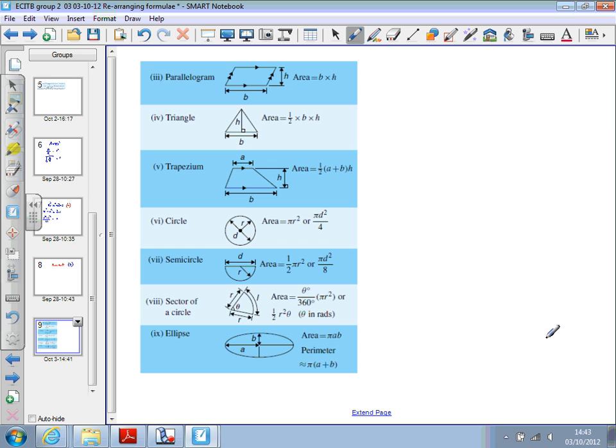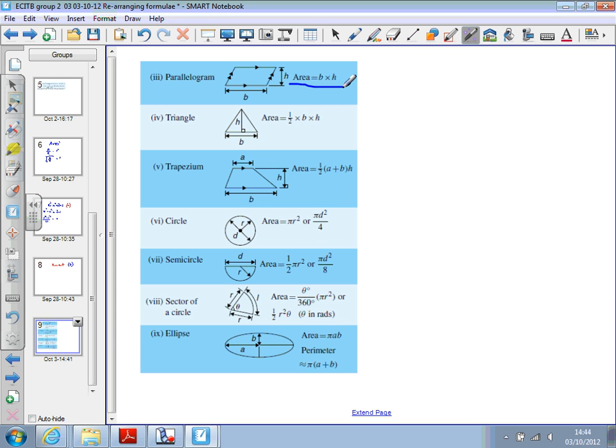So let's have a look at some of these formulae. If you think about the most basic formulae, the area of a rectangle is length times width. It turns out that the area of a parallelogram is base times height. Here is the formula. Base times height, but it's perpendicular height.